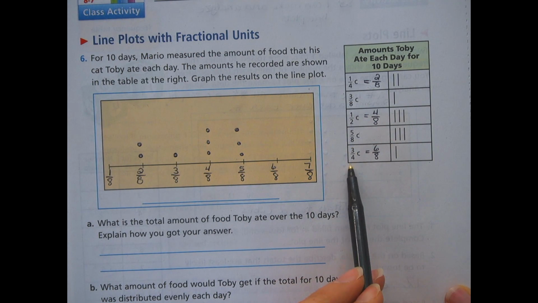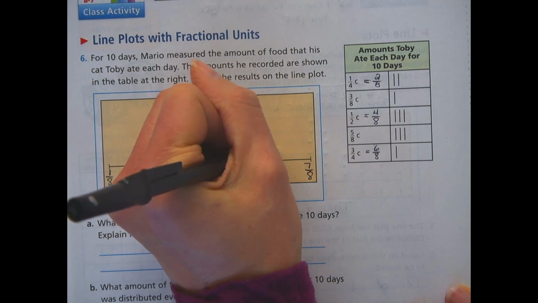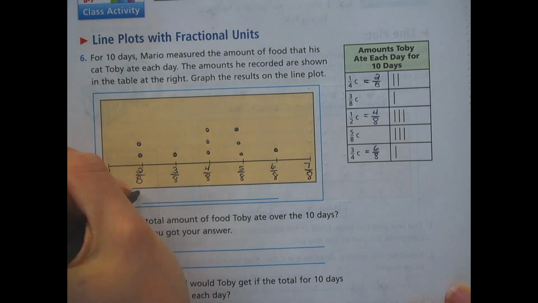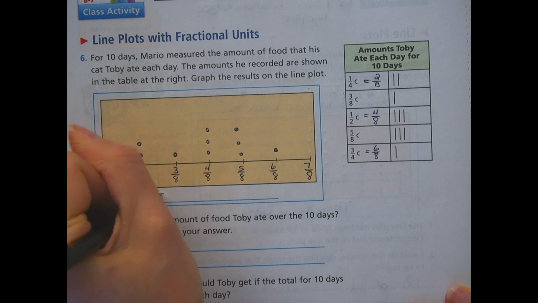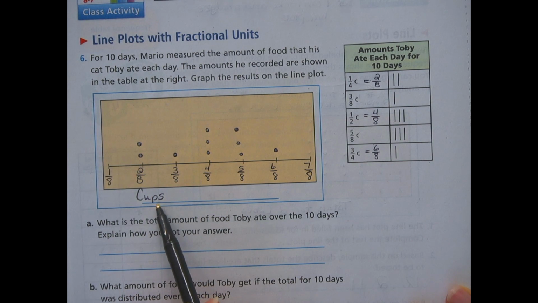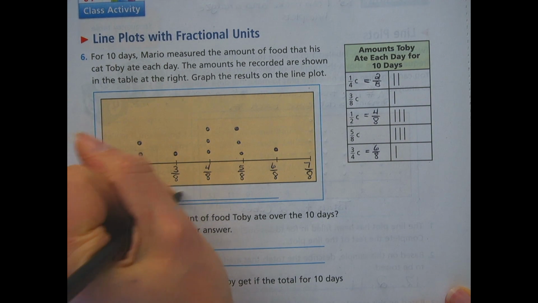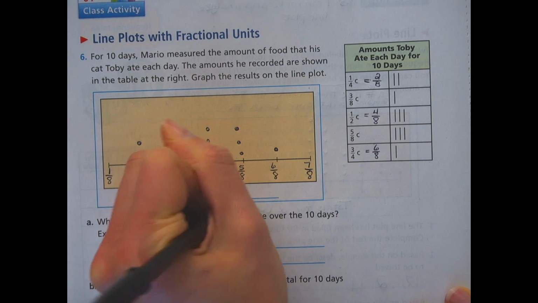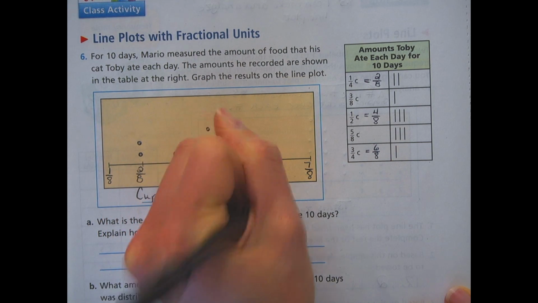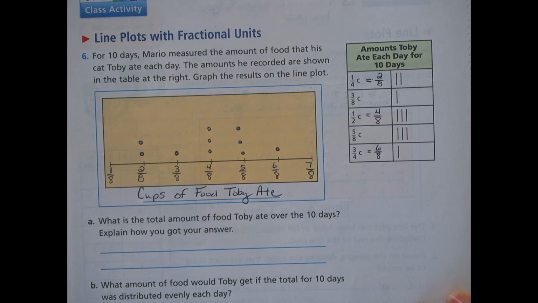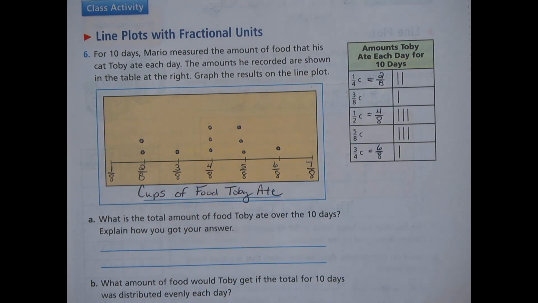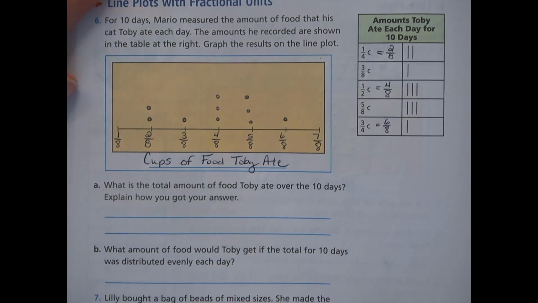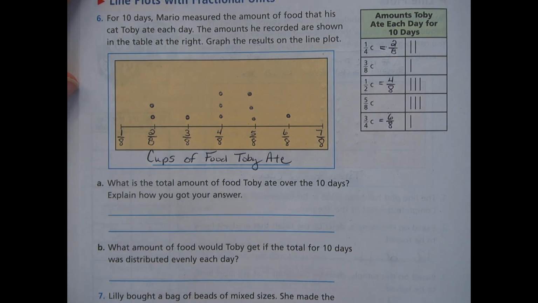And 3/4 of a cup, or 6 8s, would be 1. So we want to make sure we have a title here. This is just saying cups of food Toby ate. So hopefully you have that and that makes sense and you followed along. And now we get to the nitty-gritty fun part. So now we need to use this to answer a few questions.